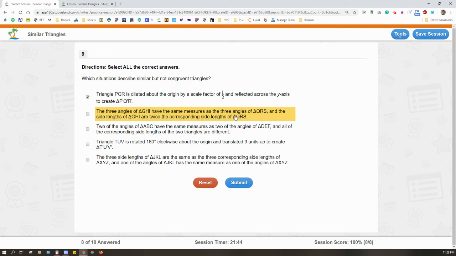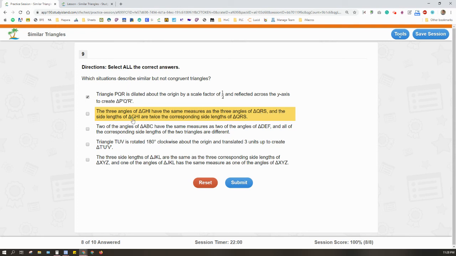So the first thing is, are all the angles the same? Yes, the three angles of this triangle are the same measures of the other triangle. So that part's good, but we don't want them to be congruent. So the sides cannot be the same size. And that is what's taken care of in the second part of the sentence.